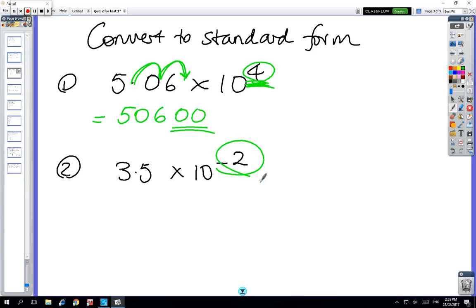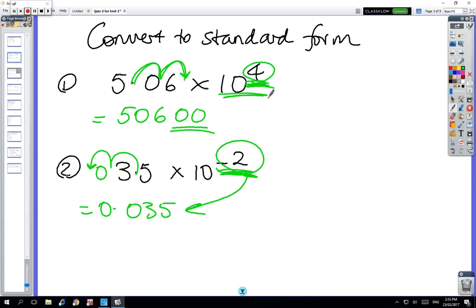Okay, so we've got a minus number, so we're going to go smaller. 1, 2, we fill it with a zero, so 0.035. So negative indices are small numbers, positive indices are big numbers. Okay, let's look at the next question.